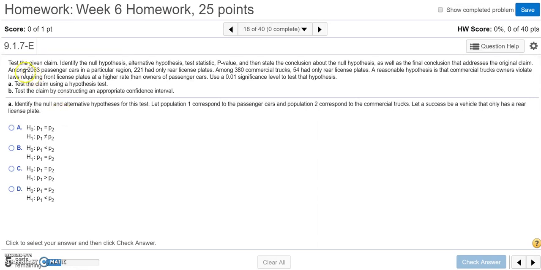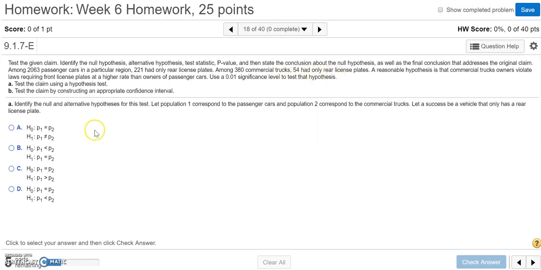Among 2,063 passenger cars in a particular region, 221 had only rear license plates. Among 380 commercial trucks, 54 had only rear license plates. A reasonable hypothesis is that the commercial truck owners violate laws requiring front license plates at a higher rate than owners of passenger cars. Use a 0.01 significance level to test that hypothesis.